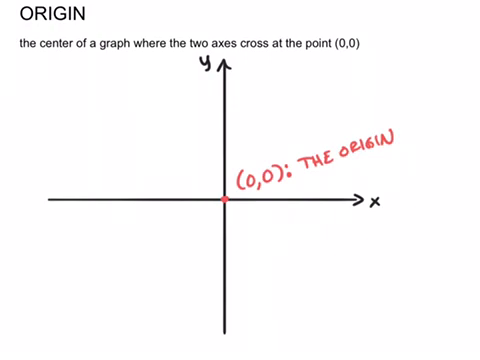Your three vocabulary terms will be origin, curve, and interval. Your first term, origin, is shown here. The center, so to speak, of a graph where the two axes cross is at point 0, 0. This point, 0, 0, is called the origin. Next up, you will do curve.